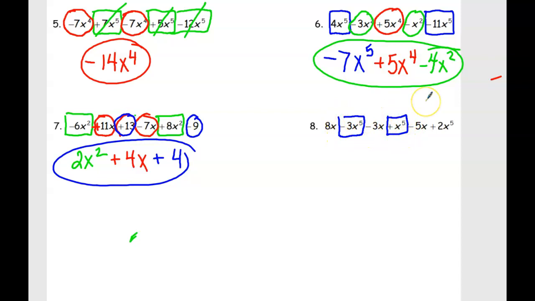All right, number 8, I start at the highest exponent, negative 3x to the 5th, plus x to the 5th is going to be negative 2x to the 5th. But then when I add another 2x to the 5th, I end up with 0, x to the 5th, so those cancel out. All right, and then I've got negative 3x minus 5x. Okay, so when I look at that, negative 3x minus 5x is going to be a negative 8x.